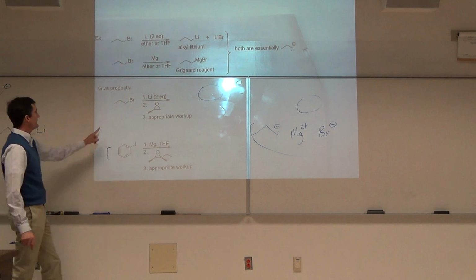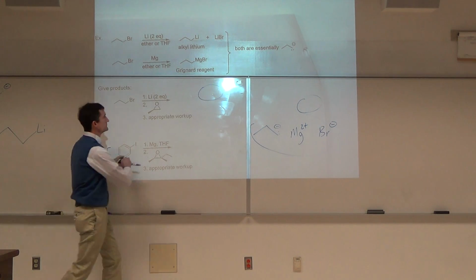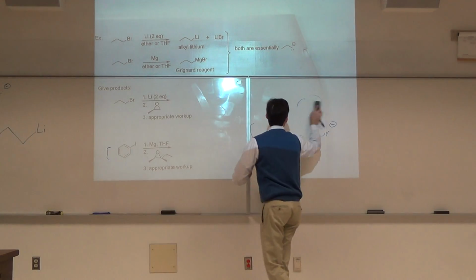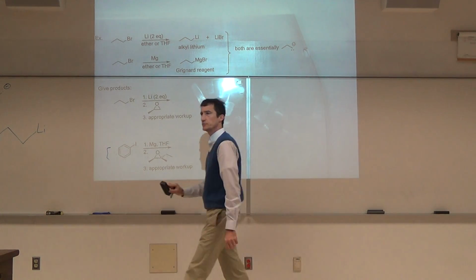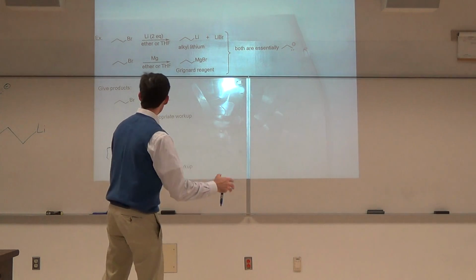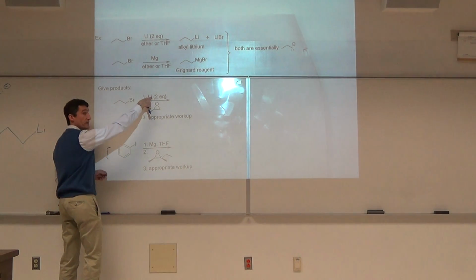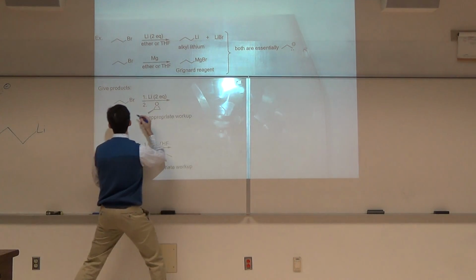All right, here we go. We got this. What would lithium do to this? By the way, there was one other piece of terminology I don't think I used. When the metal adds, the metal gets oxidized, right? These reactions are also very generally called oxidative additions. We say the magnesium does an oxidative addition to the alkyl halide. What's the first step here? Lithium does what? Oxidative addition to the alkyl bromide.